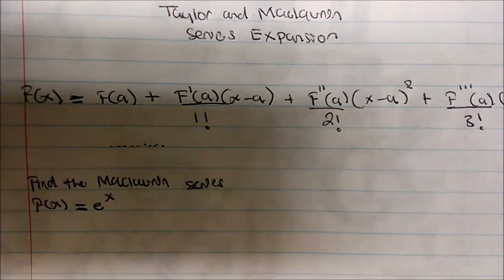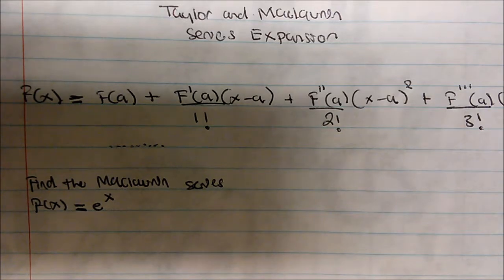Now for the Taylor series, it's a little bit different. We're not dealing with 0 anymore. We're dealing with some other number, so it could be x equal to 2 or x equal to 1. So they have to tell you that. That's the difference. Essentially, they're the same thing.